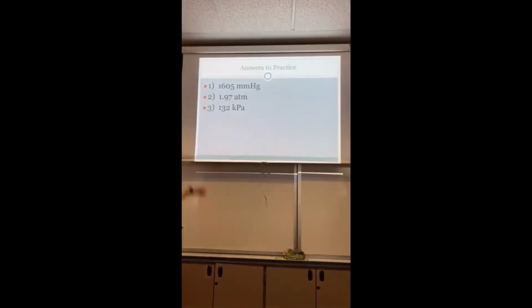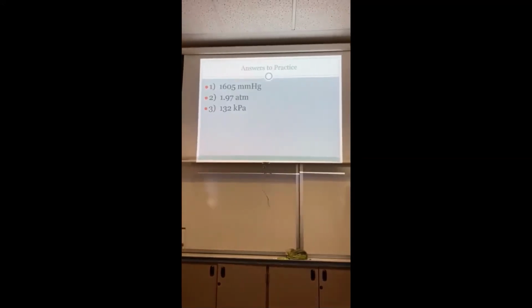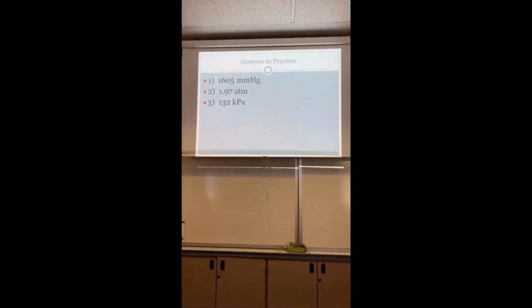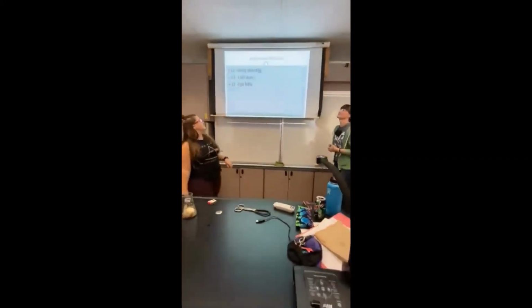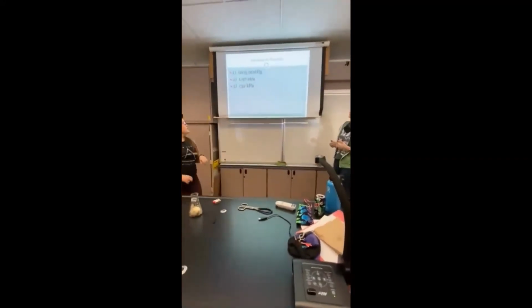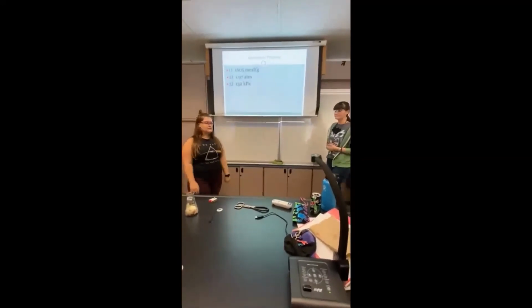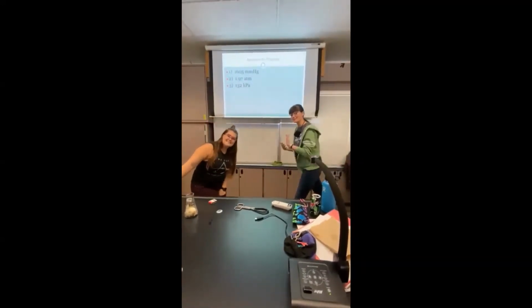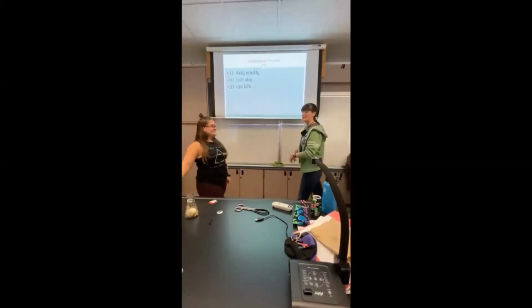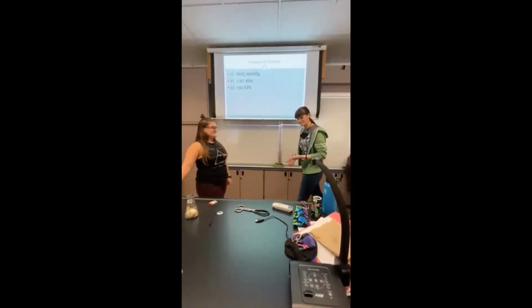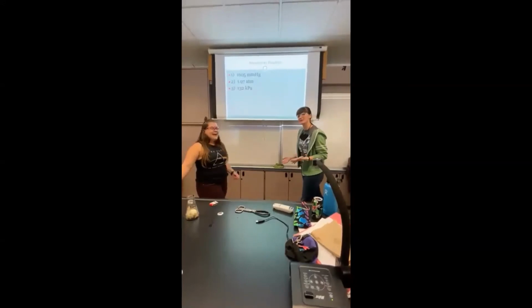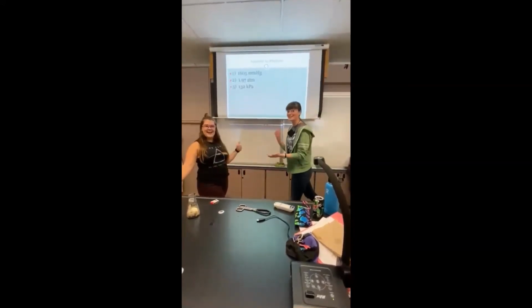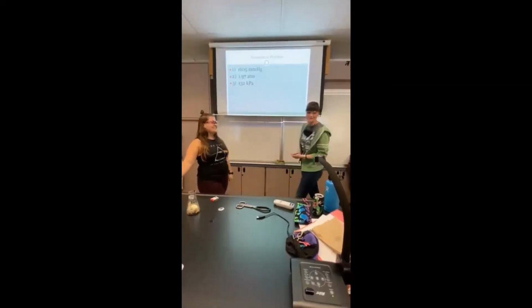All right, so these are our answers. For number 1, you should have gotten 1,605 millimeters of mercury. For number 2, you should have gotten 1.97 atmospheres. And number 3, 132 kilopascals. If you didn't get that, please ask us about it. Come see us, we're happy to show you how we got that. Because hopefully at this point, since we've been doing conversions literally since the beginning of the school year, you're somewhat familiar with how this works. But if you're not, that's what office hours and ELT are for.